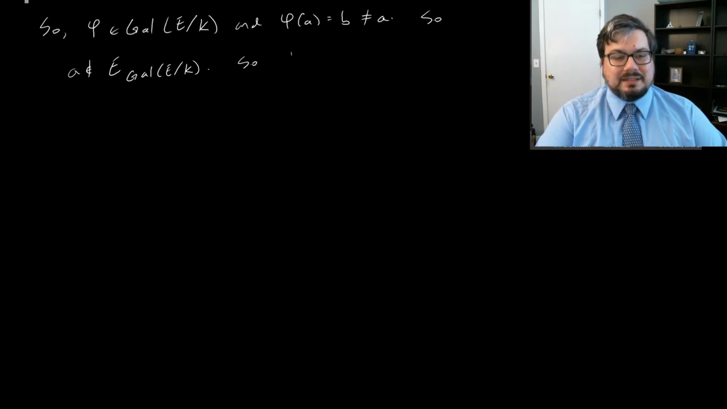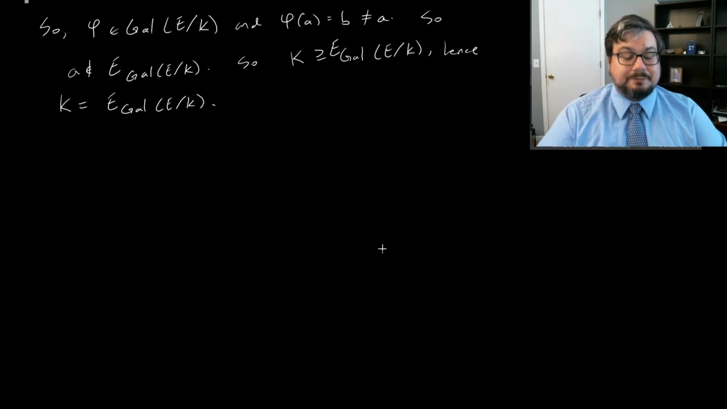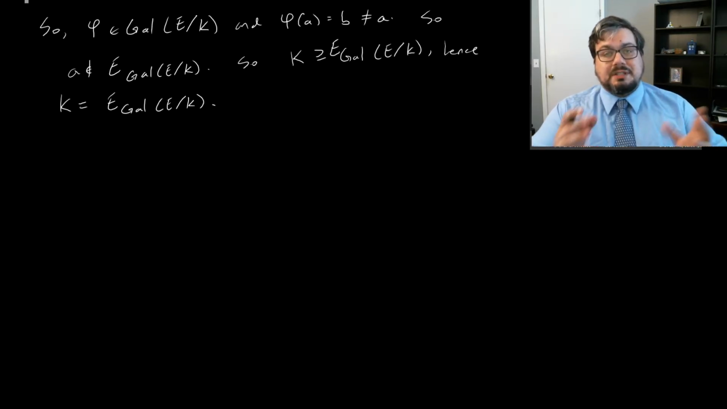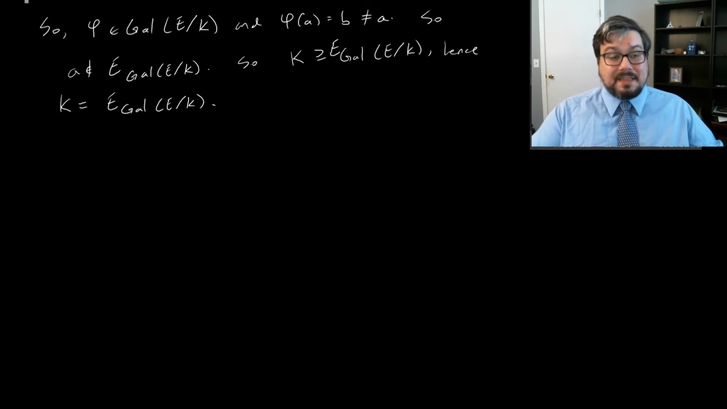And so that means that K is a superset of the fixed field of the Galois group of E over K, and hence we have that K equals the fixed field of the Galois group of E over K. So this shows that if we take a field, we look at the Galois group of E over that field, and then we take the fixed field, then we get back to the original field we started with.